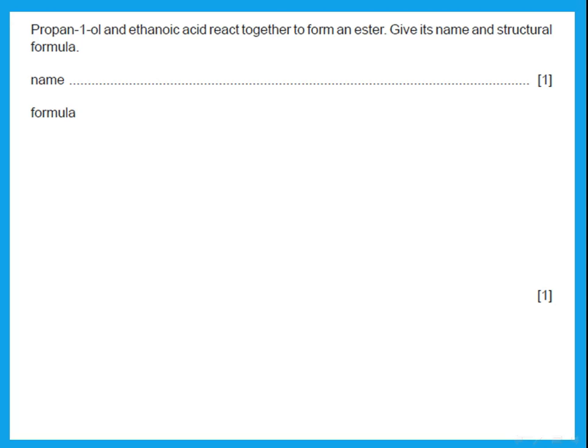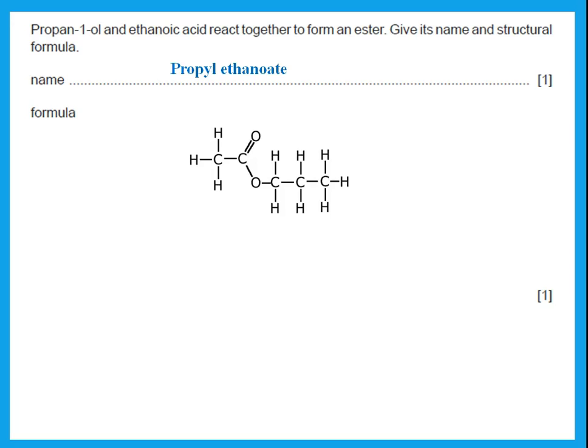Okay, again, propanol and ethanoic acid. What would be its name? It will be propyl ethanoate. How do I draw propyl ethanoate? You draw the ethanoic acid first, and then the rest of the molecule is the propyl part.